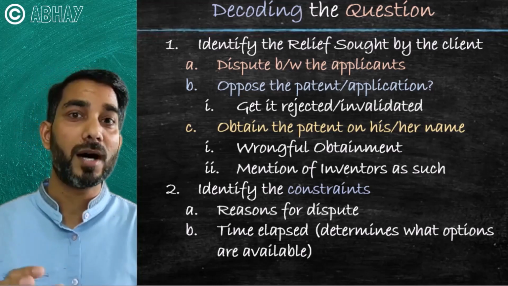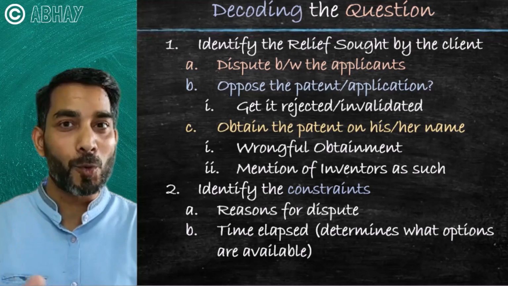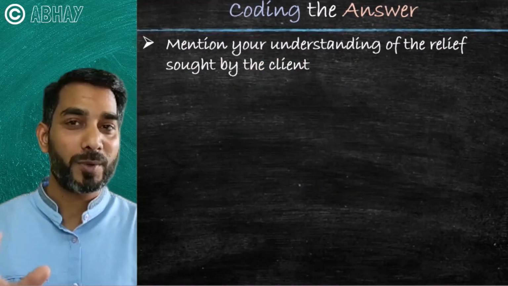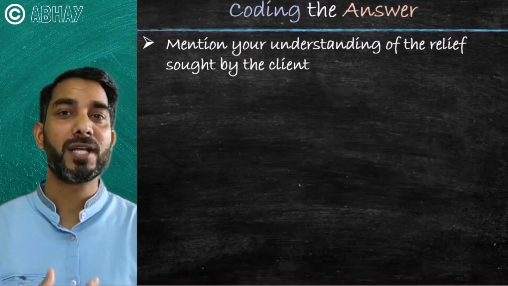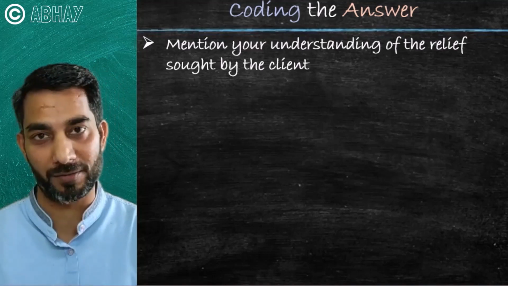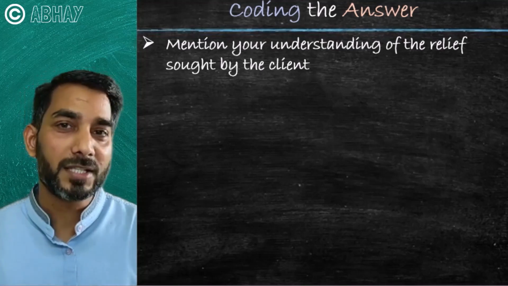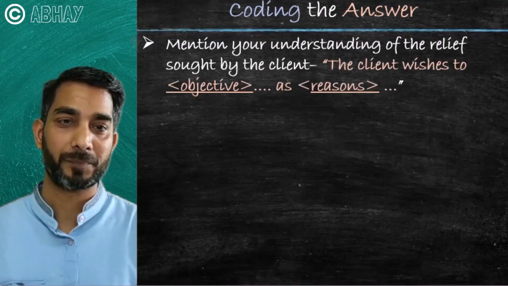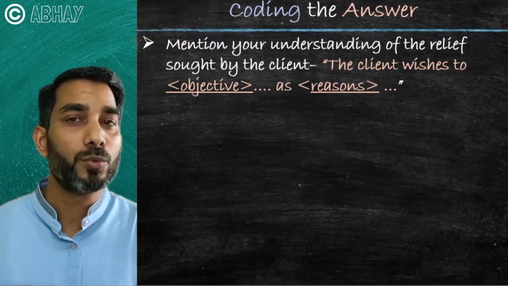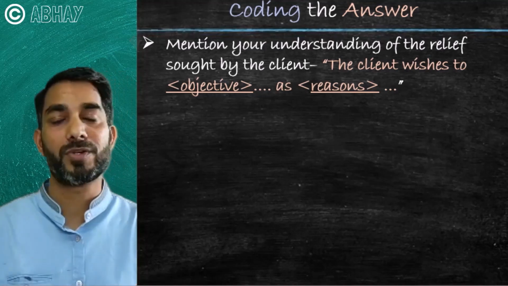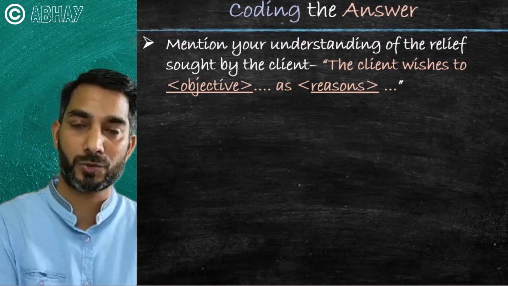How do we answer the question? How do we code the answer? Right? So as earlier, we always start by mentioning our understanding of the objective, our understanding of the relief sought by the client. This is one of the ways of doing it. The client wishes to obtain the relief that is sought, and why, the reason because of which the dispute or the situation has arisen.